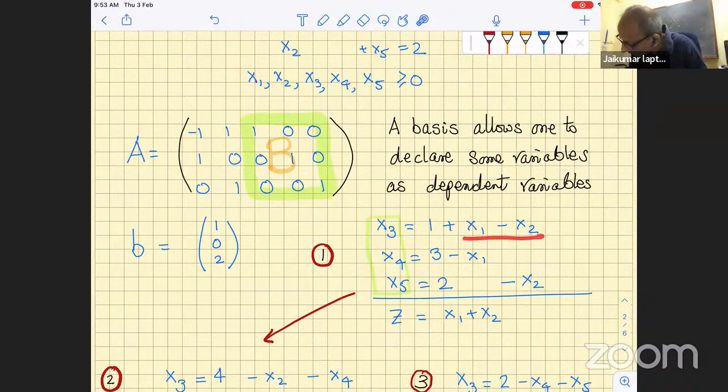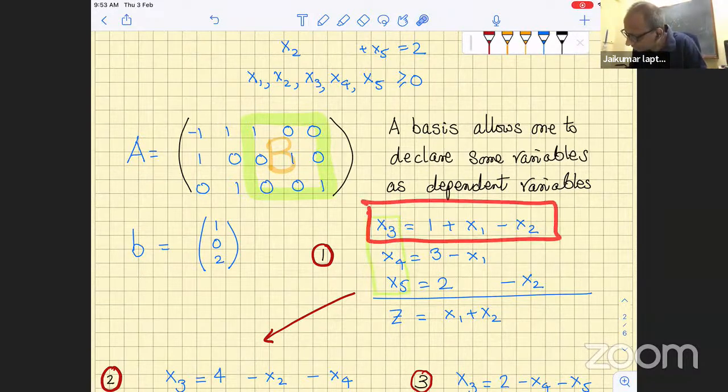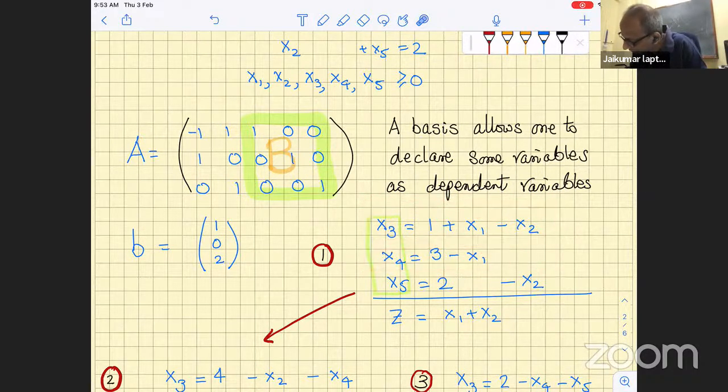And the moment we assign them values, these are dependent variables. They take up values so that the equations are all satisfied, because all we have done is rearranged each of these equations. So we are free to choose the values of x1 and x2. And once we choose the value of x1 and x2, we are forced to assign x3, x4, x5 in this fashion.